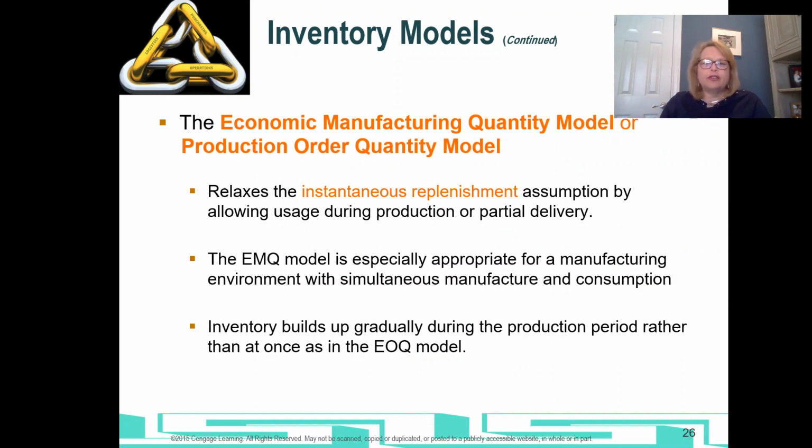The economic manufacturing quantity model, or the production order quantity model, I did not put this on your test, but all this is saying is that I can use part of what I've got. I don't need to have an entire order come in. I can have part of the order come in from a replenishment standpoint, and I can still make it. So let's just say I was only going to get half of a loaf of bread. I can continue to make sandwiches with that first half of the loaf while I wait for the rest of the loaf to come in. I don't have to only get it in that. So that's why the instantaneous replenishment assumption is a little relaxed.